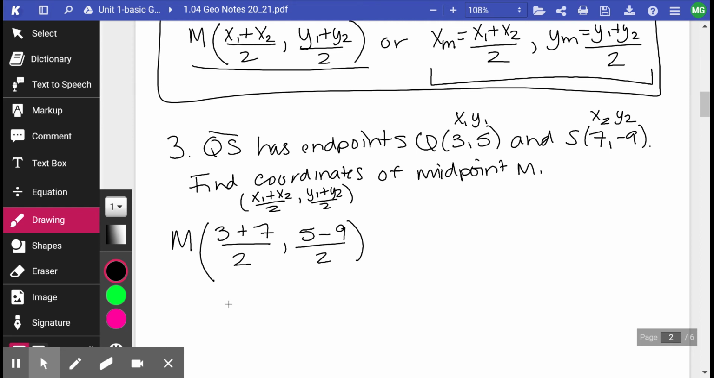3 plus 7 is 10. 10 divided by 2 is 5. I'll write that part out. And 5 minus 9 is negative 4. So we get 5 and negative 2 for our final answer.